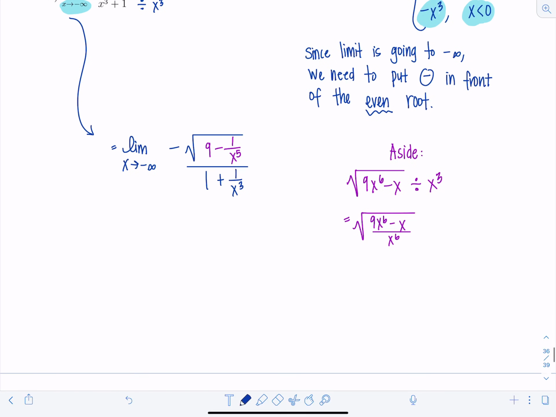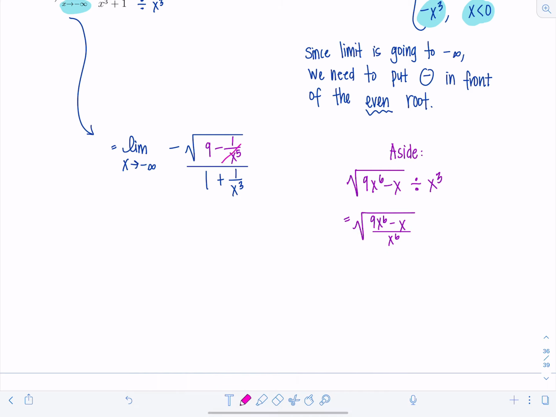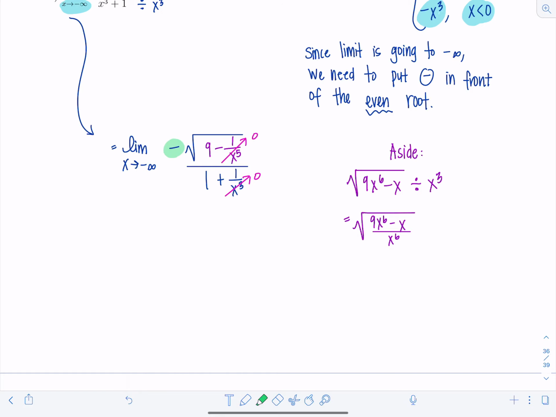Okay, finally, it's time to take the limit. So 9 is a constant, 1 over x to the 5th, that's going to approach 0. 1 is a constant, and then 1 over x cubed, that also goes to 0. So what are we left with? I've got a negative, I've got a radical 9, and a 1. Those are the only survivors. I'll write it out again. So we've got negative radical 9 minus 0 over 1 plus 0. So this is going to be negative 3.